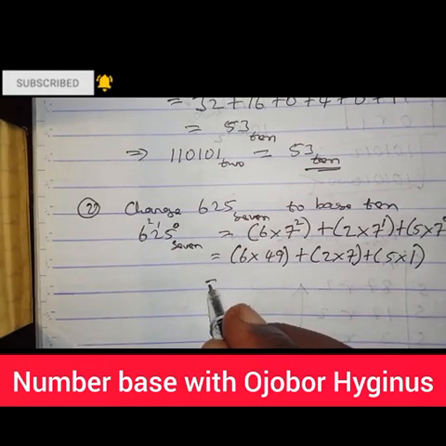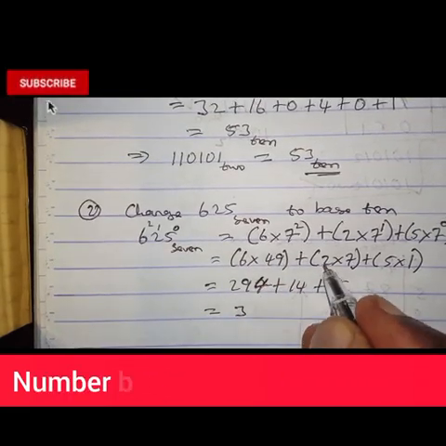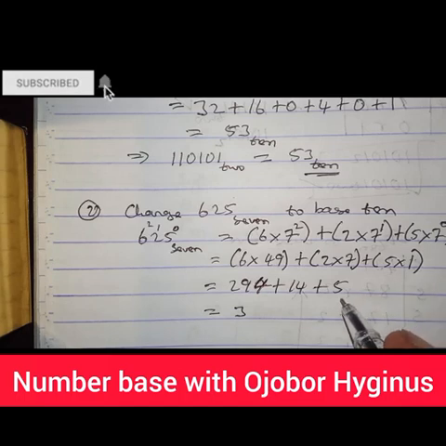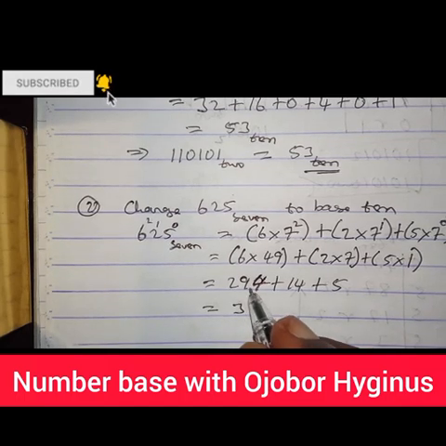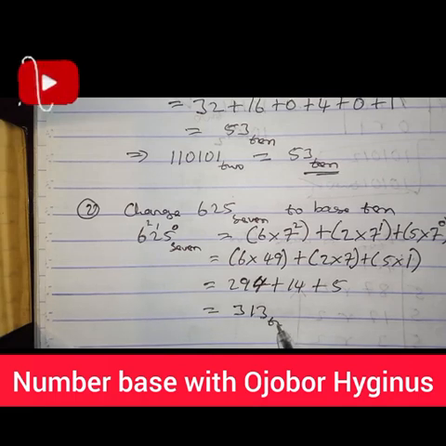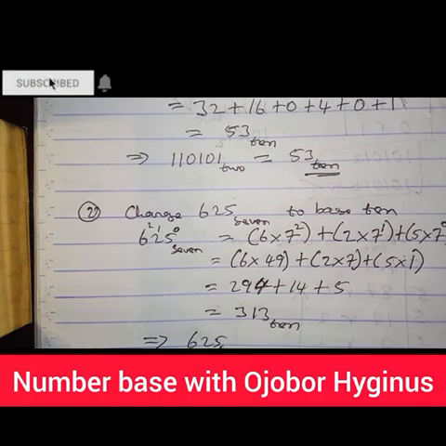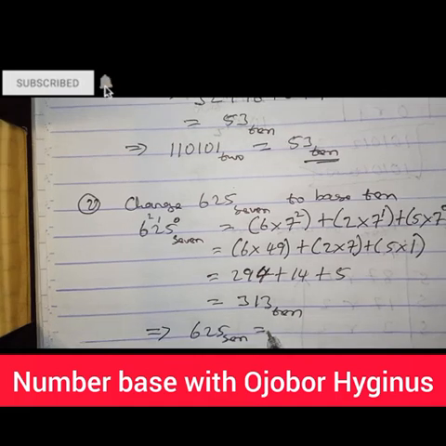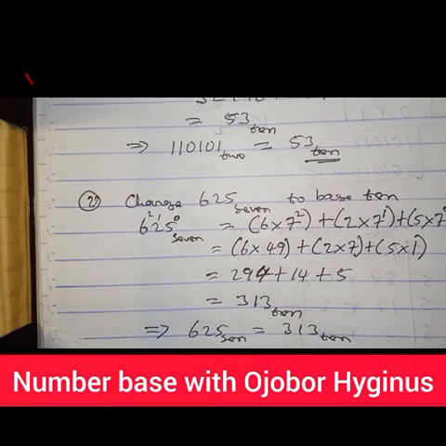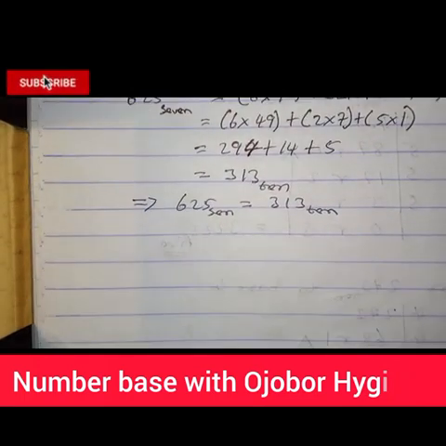So if we simplify further, 6 times 49 will give us 294. 2 times 7 will give us 14, and 5 times 1 will give us 5. So if you add 294 to 14 and to 5, you have 313 in base 10. It therefore implies that 625 base 7 is equal to 313 base 10. This is the first method used in converting from other number bases to base 10.